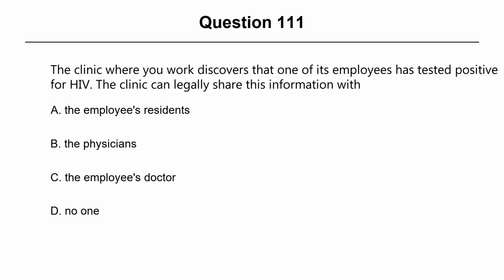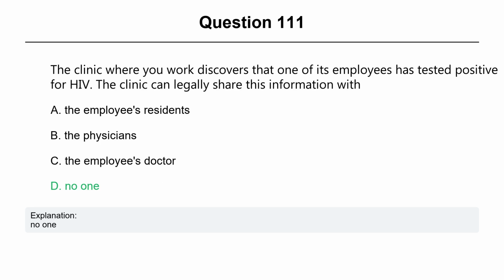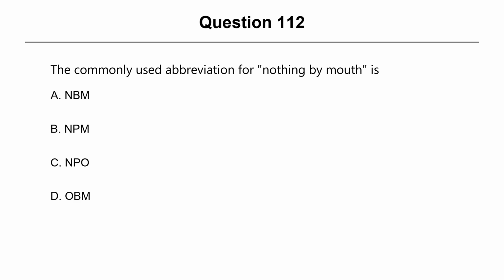Question 111. The clinic where you work discovers that one of its employees has tested positive for HIV. The clinic can legally share this information with: Option A, the employee's residents. Option B, the physicians. Option C, the employee's doctor. Option D, no one. The correct answer is option D, no one.